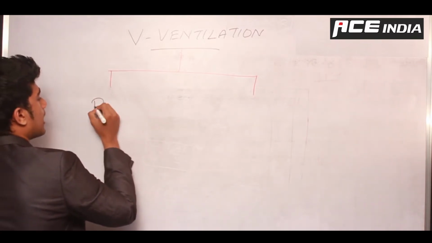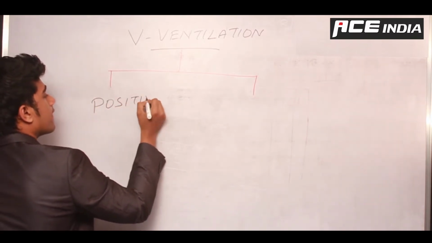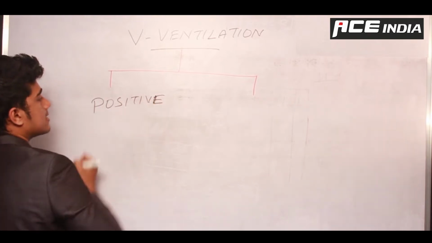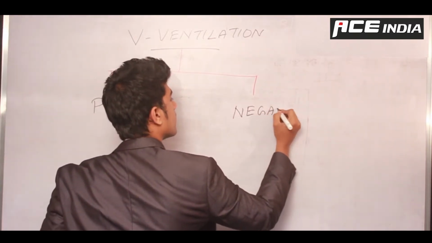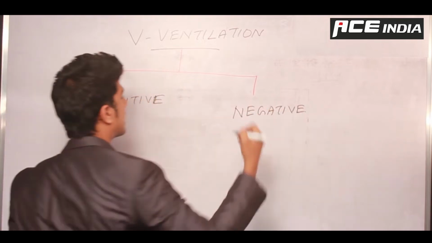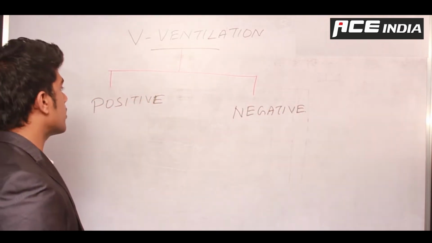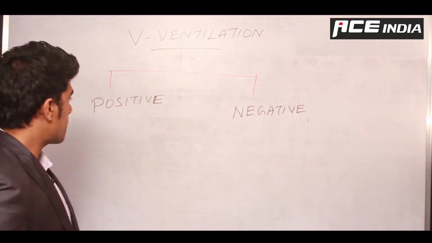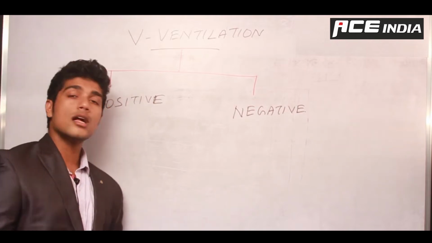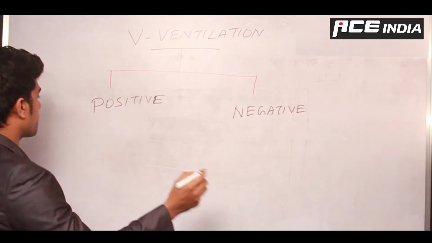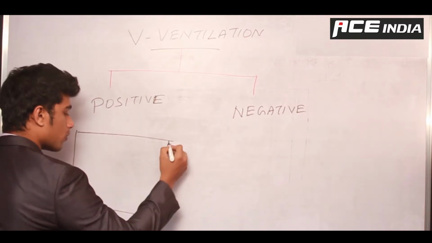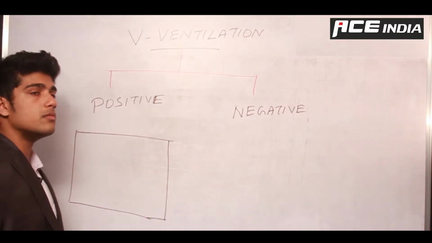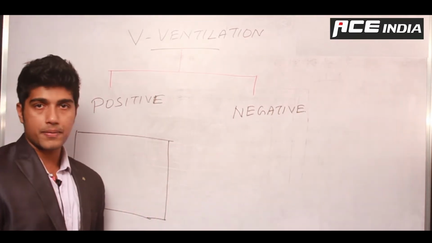First one is called a positive ventilation system and the next one is called a negative ventilation system. Now let's move into these two systems, right? Positive ventilation system and negative ventilation system. So let's look into a small cabin or a small room. This can be a restroom or a kitchen or an underground car parking facility.